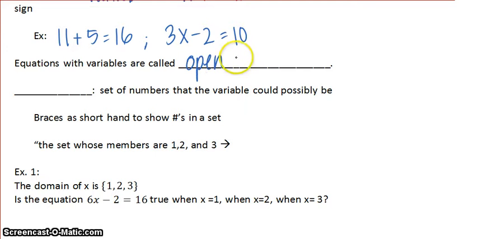Or it's called domain. A domain is the set of numbers that the variable could possibly be. So your domain is basically like, could it be this number? It might not actually be it, but it could be possibly. Kind of doesn't make sense, but we'll show it in the examples.